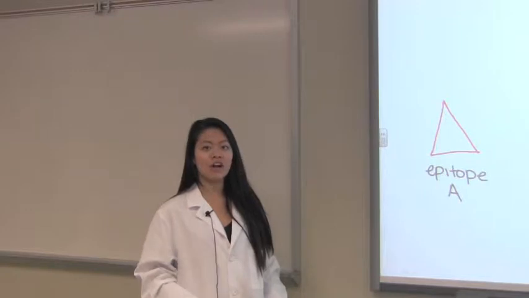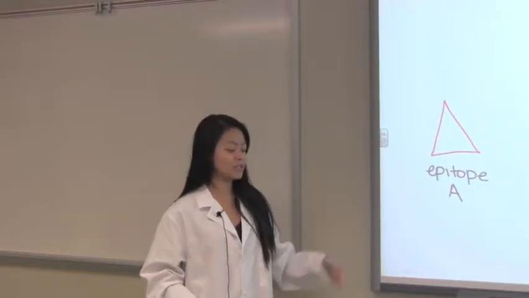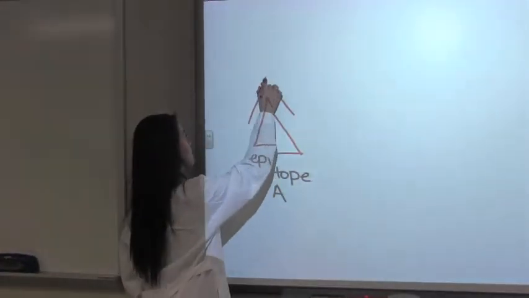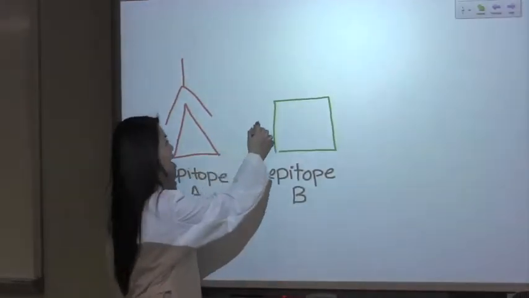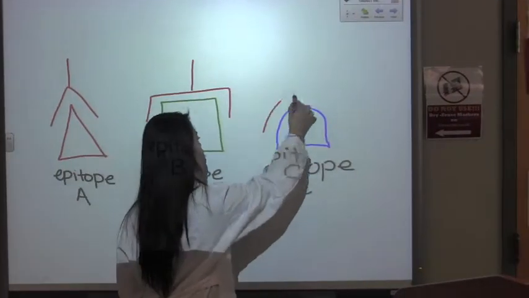Monoclonal antibodies are highly specific. Certain antibodies will only bind to a specific epitope. For example here, antibody A will only bind to epitope A. Antibody B will only bind to epitope B, and so on with antibody C.